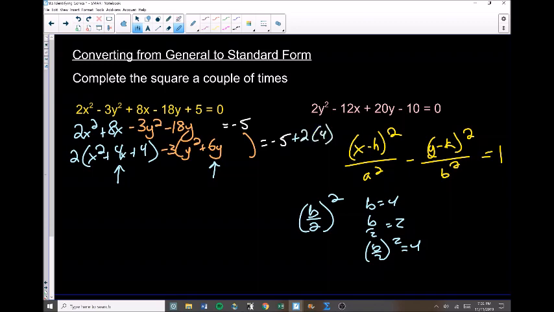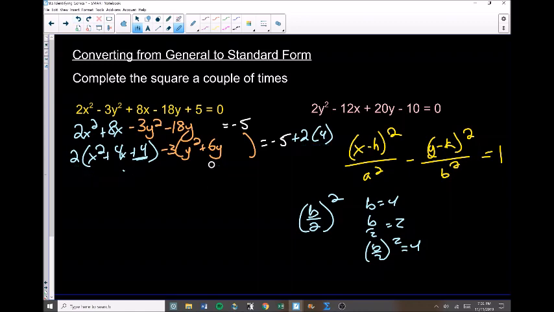So the obvious glaring question is, wait, why was that 2 times 4? Because when I added a 4 here, it was really an 8. It was inside that parenthesis. And whatever I do to one side of the equation, I do to the other. So if I add an 8 to one side, I have to add an 8 to the other. The same thing has to be done to both sides.